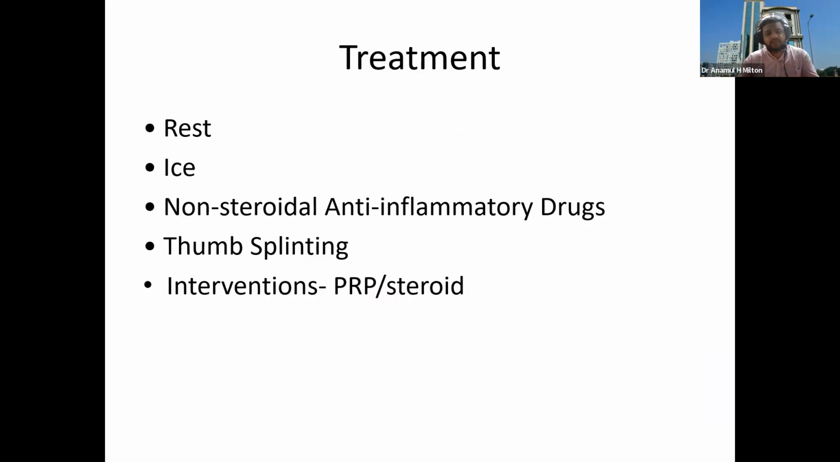So treatment: rest. Those people who are working in gardening, or with the racket or the golf, if there is no sign of inflammation, at that time rest is the very important part of the treatment. Then ice, and sometimes a thumb spica splint. Sometimes we fix this area with a thumb splint. If it does not improve with the conservative treatment, then we look for intervention like PRP for the degenerative changes. If there are inflammatory changes, at that time we consider the steroid.